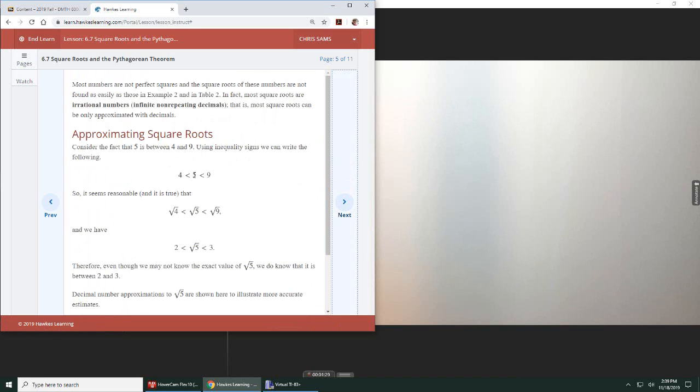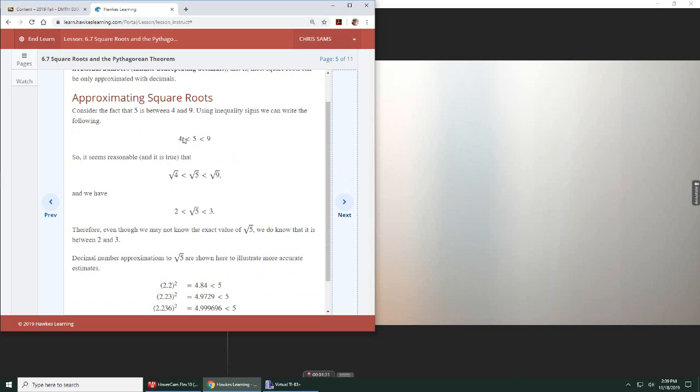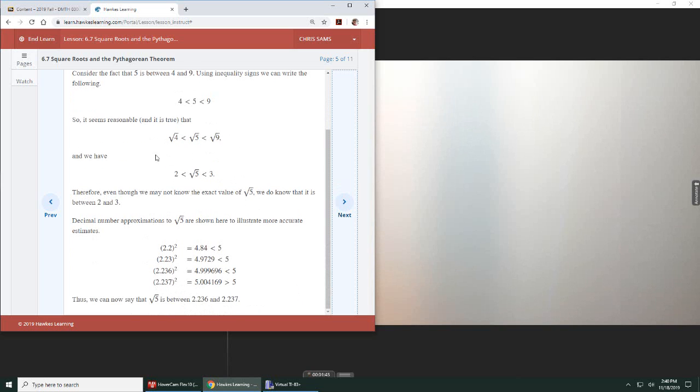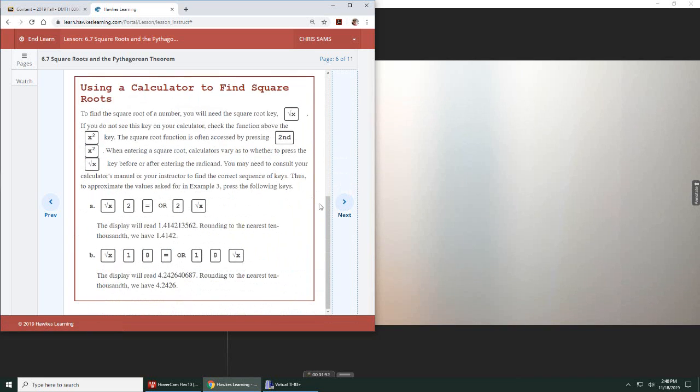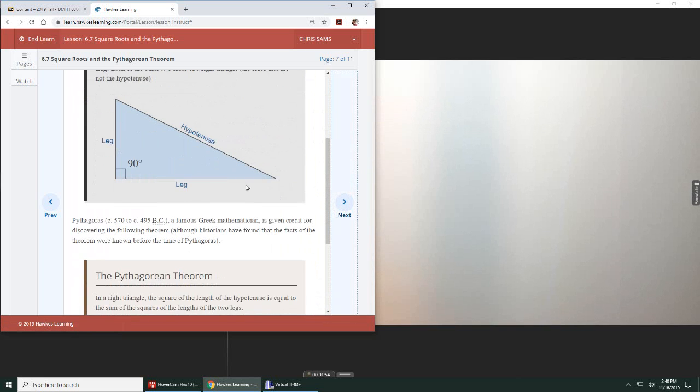Approximating some. You have a number 4, less than 5, less than 9. So if you take those two square roots, the square root of 4 is 2, and the square root of 9 is 3. The square root of 5 is between 2 and 3. So you want to just find the perfect square numbers that the number in the middle falls between. And they give you a few examples of this.